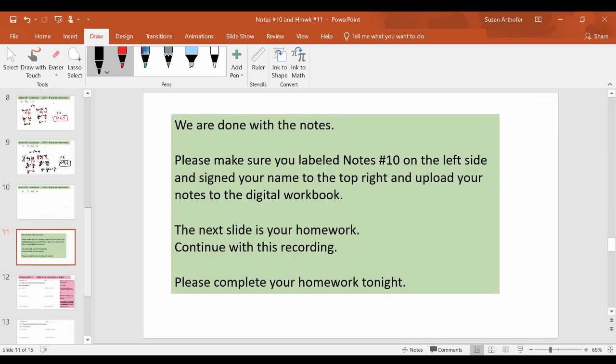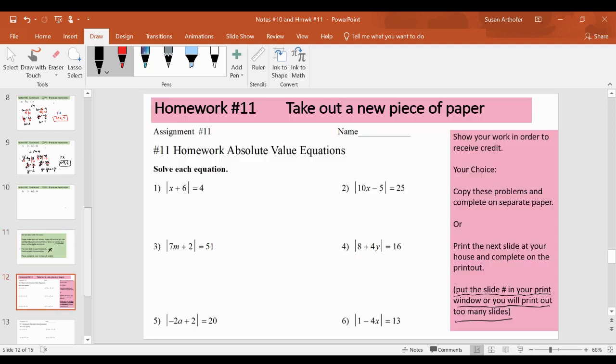Okay, so we're done with the notes. Please make sure you labeled your notes number 10 on the left side of the paper we just did. Sign your name up on the top, and then make sure that you upload your notes to the digital workbook. You can do that in a few minutes. Now, the next slide is your homework, so you have to continue with this recording, and then make sure you do your homework tonight. So here's homework number 11.